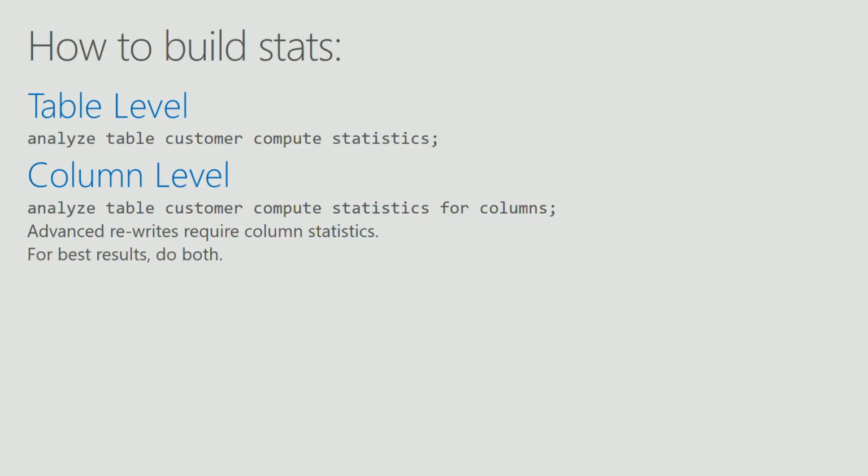It's just a good thing to do. And Hive takes care of it automatically. All you need to do is, once your table is ready, type analyze table customer compute statistics. This will create the table statistics. And you can also create column statistics. We recommend doing both. For best results, do both. And then Hive will take care of it. It'll just make all your queries run faster, especially if they're joins.